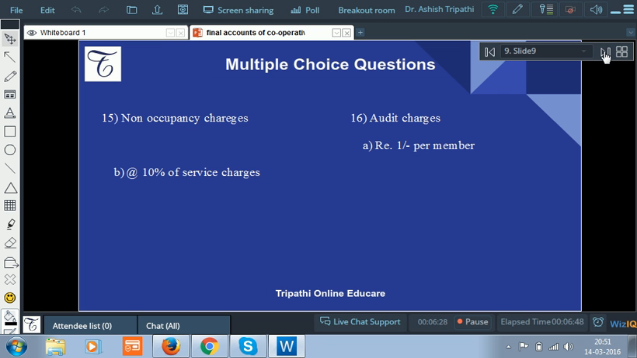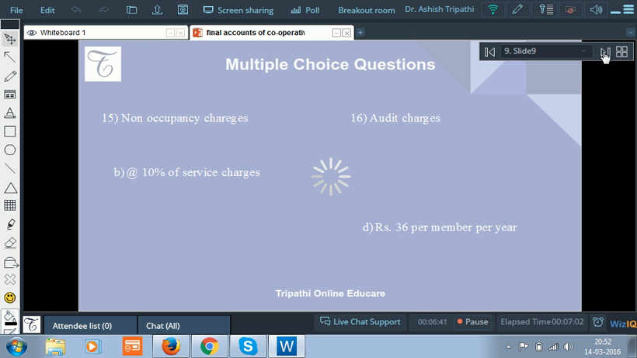16. Audit charges. A, rupee 1 per member. B, at 10% of service charges. C, rupees 250. D, rupees 36 per member per year. And the correct answer is D, rupees 36 per member per year.